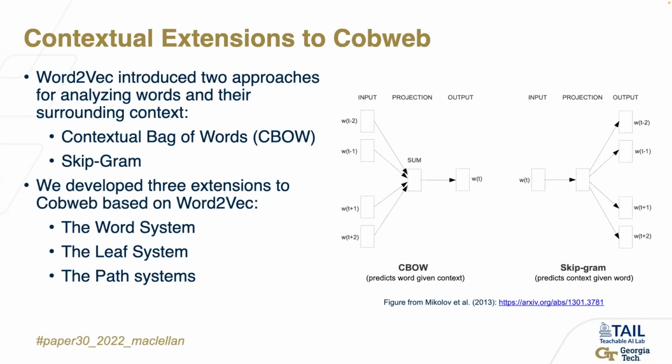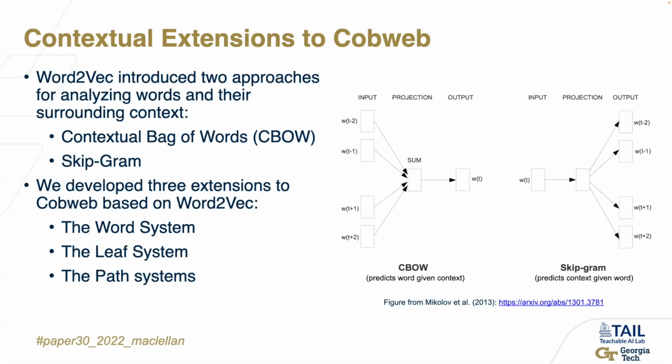predict the anchor word. The skipgram model does the reverse of this. It takes the anchor word and tries to learn an embedding of that that can predict all of the context words, which words will appear within the context. So we took these ideas, these CBOW and skipgram ideas, and we tried to incorporate some of the insights from Word2Vec into the Cobweb system.